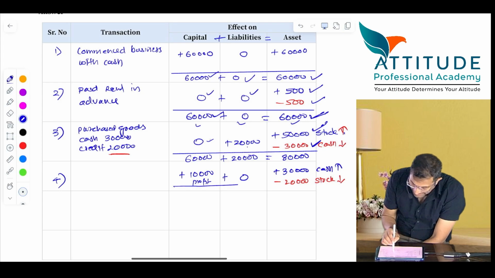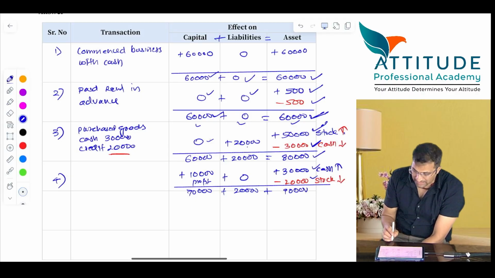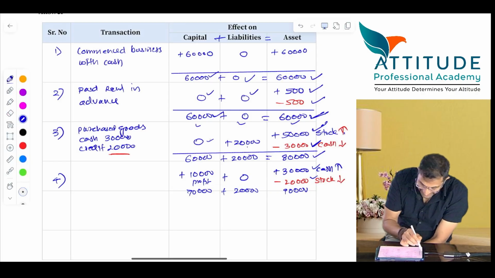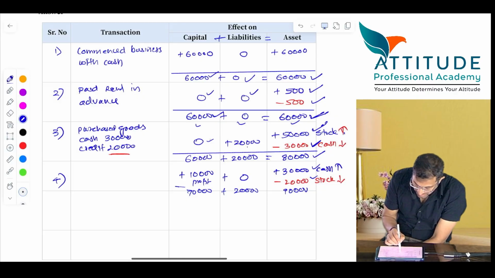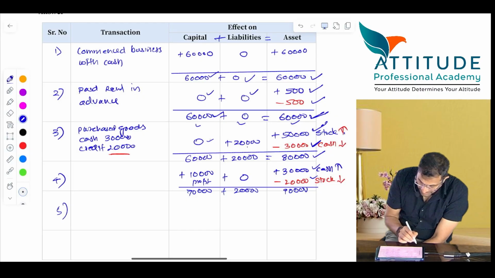So tell me, on the line, how much is coming? 70,000 here, 20,000 here, and here comes plus 90,000. It is 90,000. 80 plus 30 minus 20 is what? 90. So 90 is equal to 90. Yes. Fifth one. Tell me.